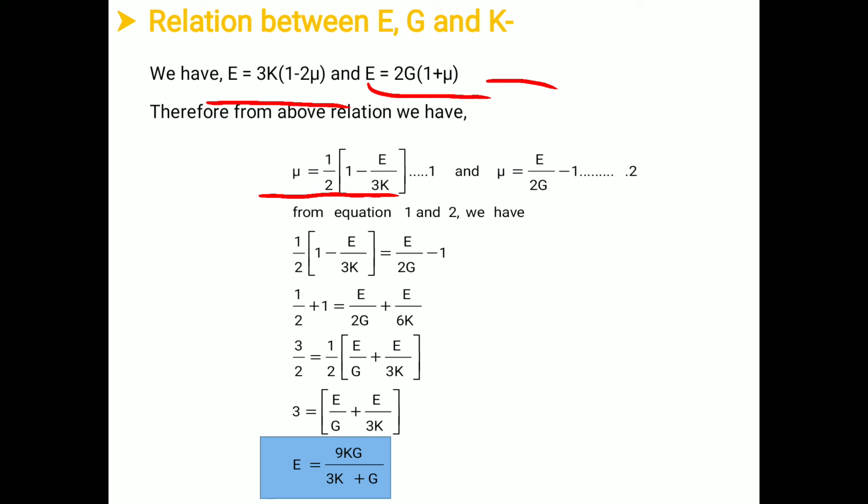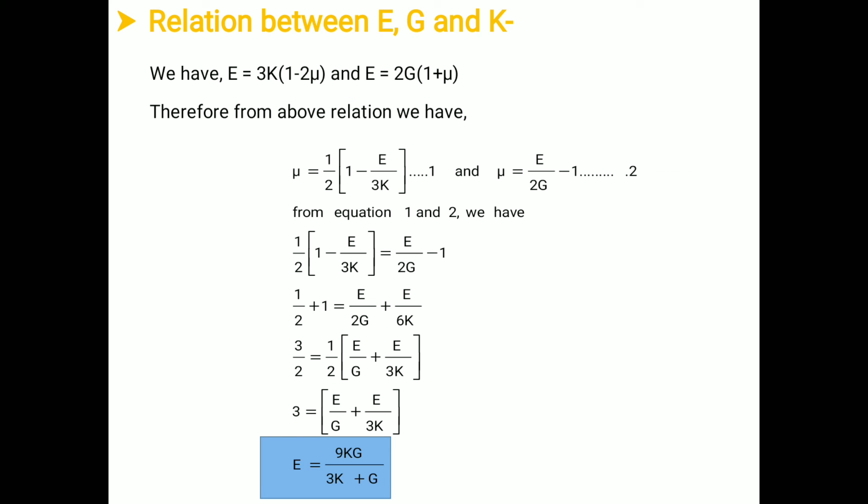Mu is equal to 1 upon 2 into bracket 1 minus E upon thrice k. This is equation 1. And mu is equal to E upon twice G minus 1. This is equation number 2. Remember that all those equations we have derived by using this equation. Therefore, from equations 1 and 2, as we have the value of mu, we will equate those equations.